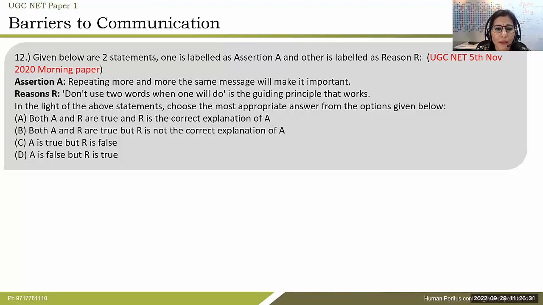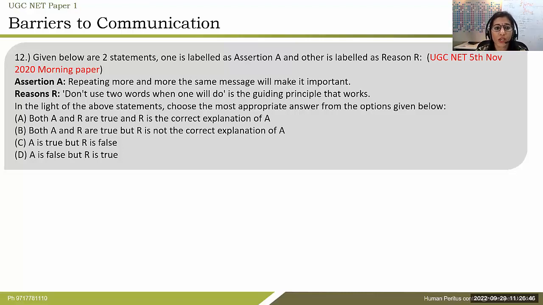And the reason is: don't use 2 words when one will do, which is the guiding principle that works. So see, number 2 is correct. That is, the reason given, the statement actually is correct.